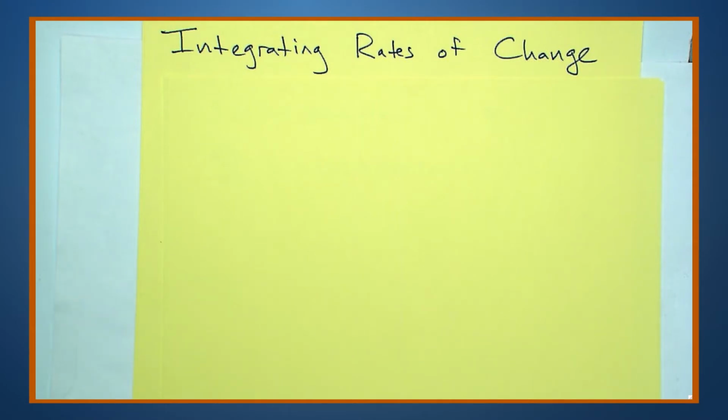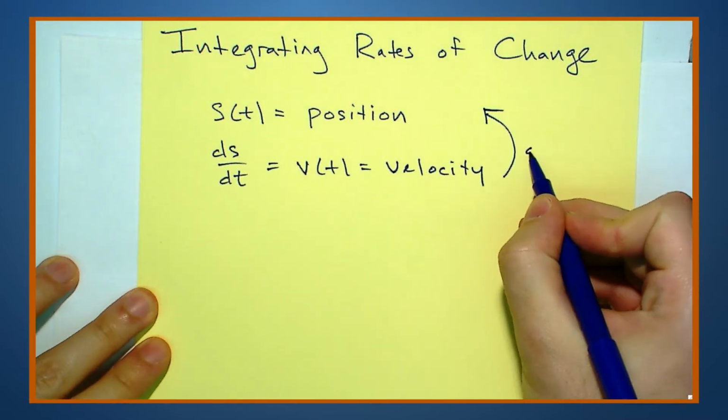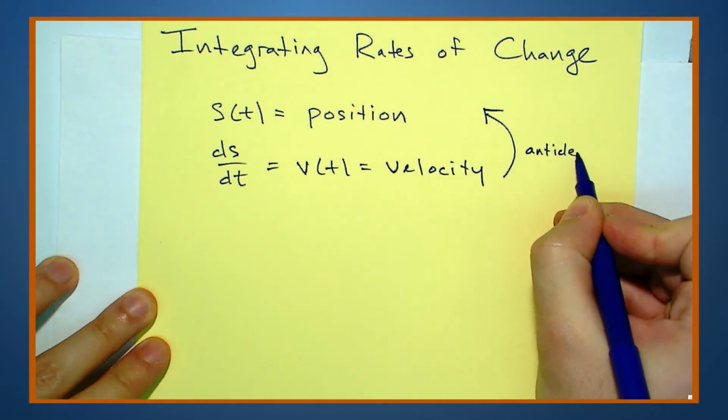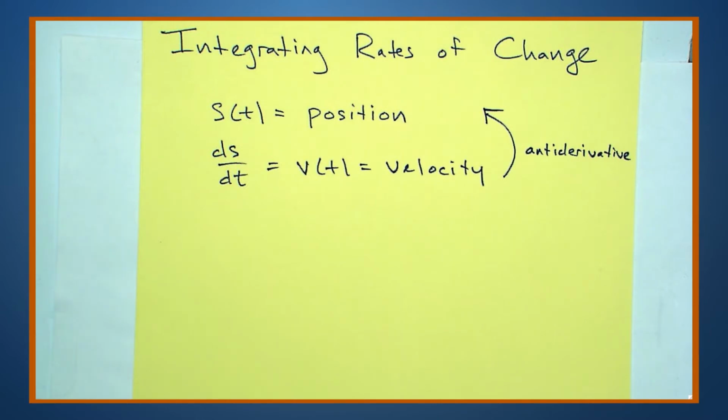Let's continue talking about integrating rates of change. Remember the relationship: the derivative of a function like position is velocity, and of course that's the same as saying the antiderivative of velocity is position. Now last time we integrated a rate of change that was a constant to solve a differential equation. What I want to look at now is rates of change that are not constant, that are varying with time.